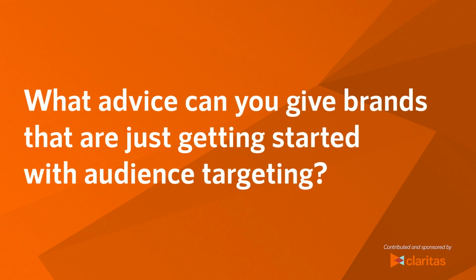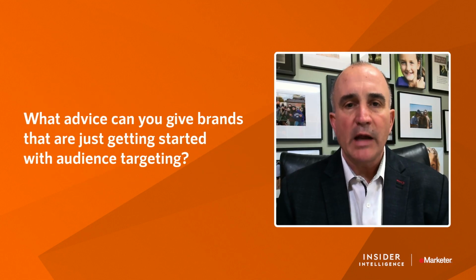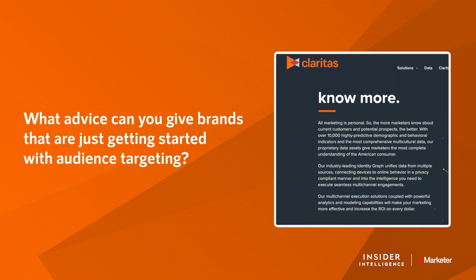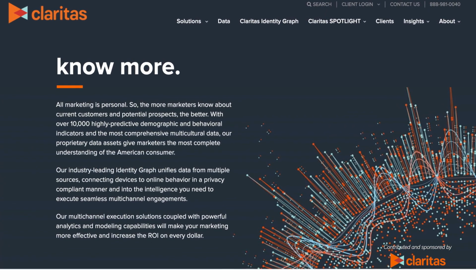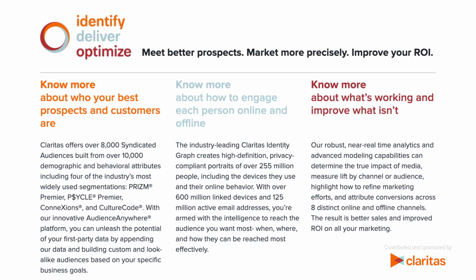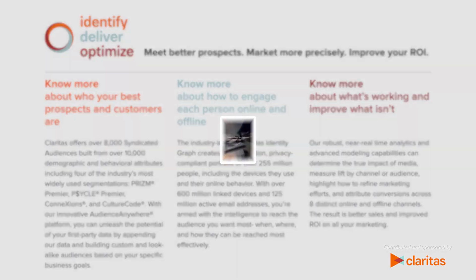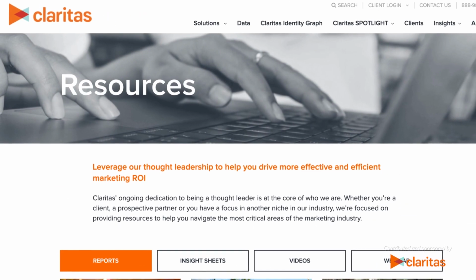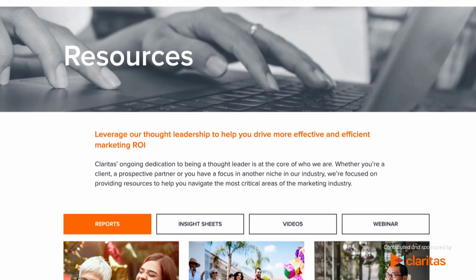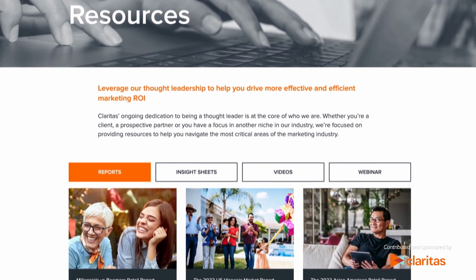As I mentioned earlier, it's extremely complex. There's a lot of information, there's a lot of channels, there's a lot of acronyms, there's a lot of different things going on. For those of you who are just getting into audience targeting, we do have some very helpful tools out on Claritas.com, one of which is Why It Pays to Segment Your Audience, a guide to finding more and better prospects, along with a lot of other case studies and examples of how you leverage information for audience targeting to achieve your goals. It's a great starting point and something you can use to better understand some of the points we're talking about today.